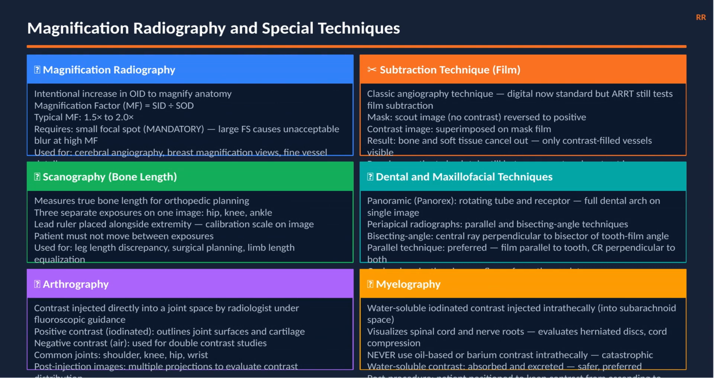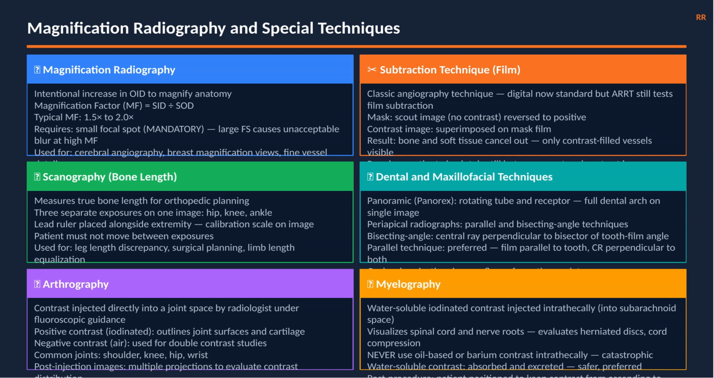Magnification radiography. Intentional increase in OID to produce a magnified image. Magnification factor equals SID divided by SOD. Typical clinical magnification, 1.5 to 2.0 times. Small focal spot is mandatory for magnification radiography. At high OID values, a large focal spot produces unacceptable penumbra, completely negating the clinical benefit of the magnification.